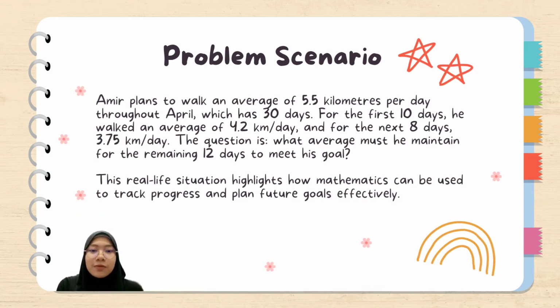This problem involves logical reasoning and proportional thinking, where we must analyze previous data and plan the remaining distance. It also reflects real life. Sometimes, when our early progress is slow, we need to increase our effort later to reach our goals.